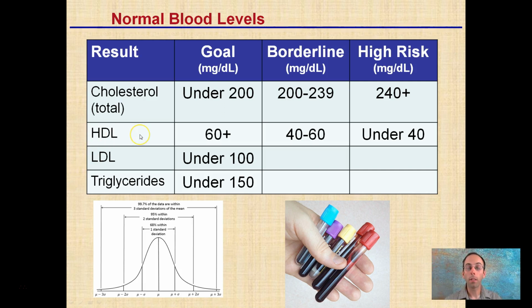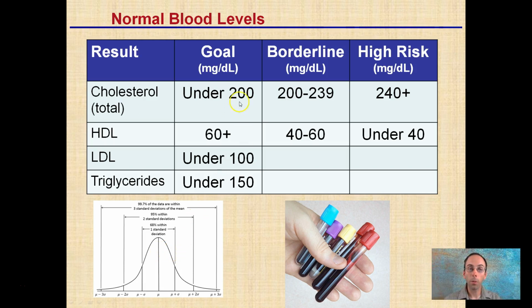So remember, the high densities are the beneficial ones. We want to see that number ideally 60 or above. LDL we want to be under 100, and triglycerides under 150 would be the goal. This is why we get blood work done. The reason why there might be these ranges or these goal amounts is we're trying to stay within that accepted kind of average or normal levels of distribution.